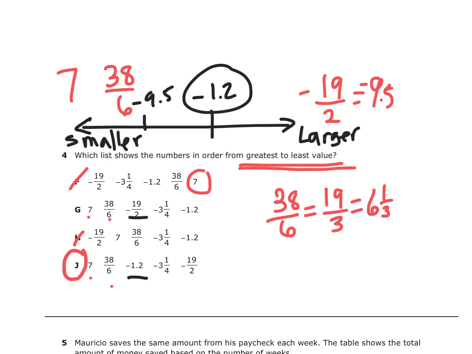And it says, which list shows the dependent quantities from the table? Which one is dependent? Well, the amount of money depends on the number of weeks. So 25 is dependent on having 1 week, 50 is dependent on 2, and so on. So for number 5, the 25, 50, 75, 100, and 125, those are your dependent quantities. So the answer there should be B.